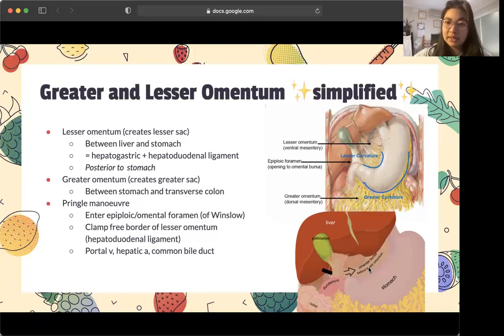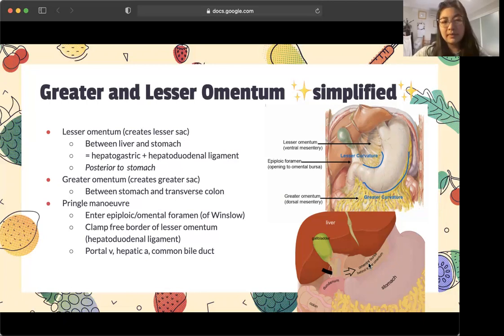So if you remember this, you'll be able to answer any question that says there is a bleed from the posterior stomach into a space. Which space is it? Lesser sac. Cool. So the greater omentum is the greater sac, so the greater omentum forms the greater sac, and it comes off the greater curvature of the stomach. And so that's going to be kind of in front there.